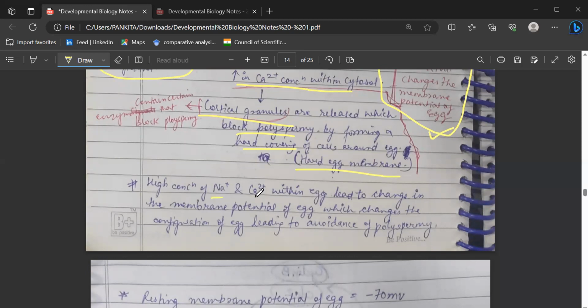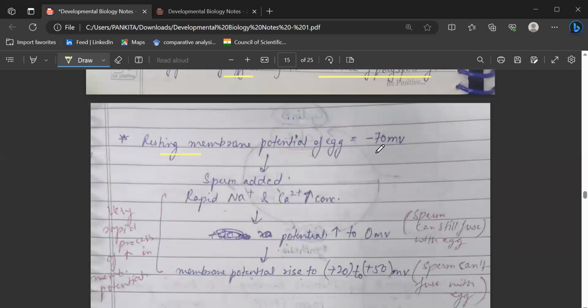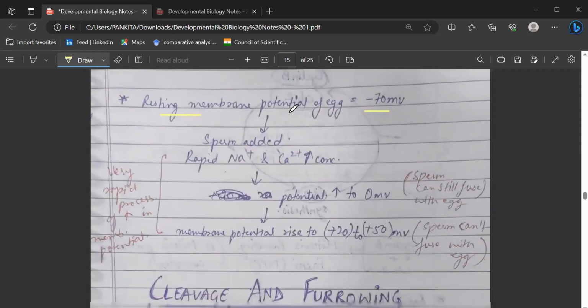A high concentration of sodium and calcium ions within the egg will lead to changes in the membrane potential, which eventually will change the configuration of the egg, and this will lead to the avoidance of polyspermy. The resting membrane potential of the egg is equivalent to the resting potential of our muscles, which is minus 70 millivolts. When the sperms are added, there is a rapid increase in the sodium and calcium ion concentration, due to which the potential increases to 0 millivolts.